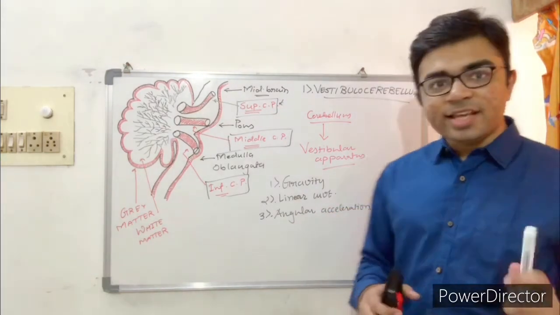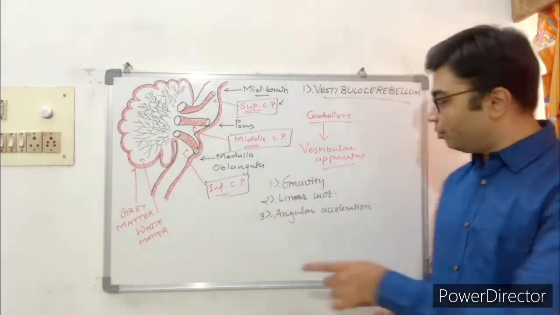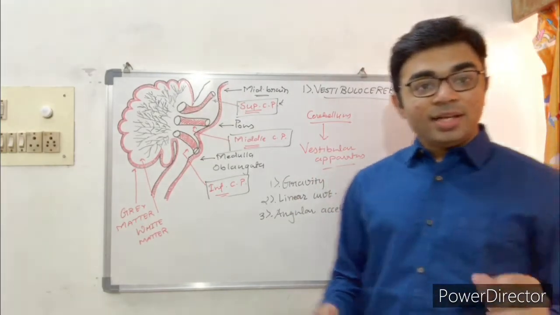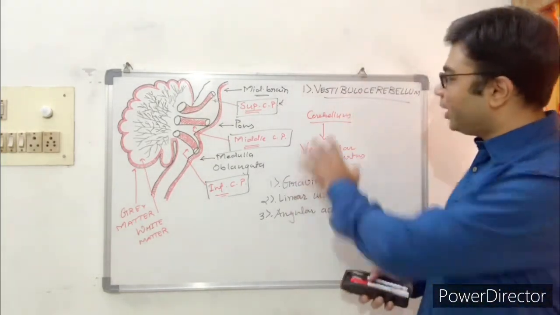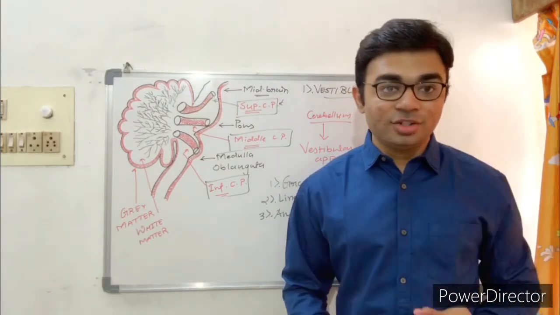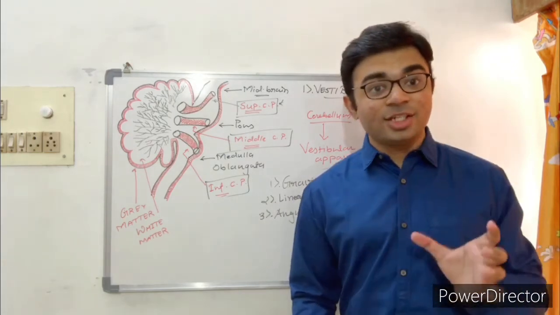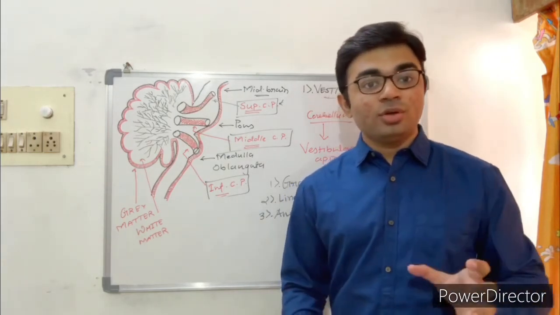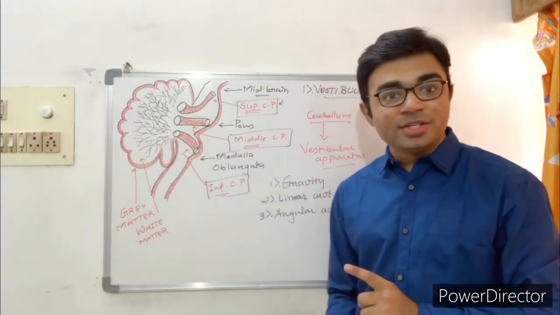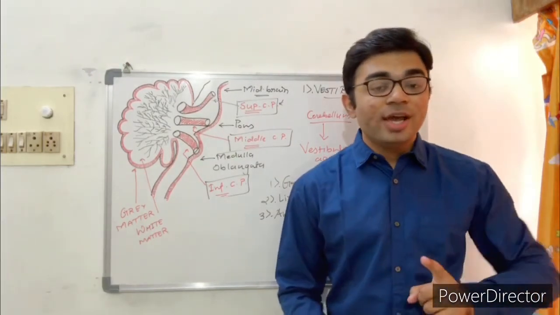So any sensory information about these three things which is received by the vestibular apparatus is sent to the cerebellum, and there is a connection between these two. That's why we call it a vestibulocerebellum. Now whenever there is any alteration in any of these three, which is assessed by the cerebellum, what does the cerebellum do? Cerebellum inhibits the vestibular apparatus as well as the reticular formation in the medulla.